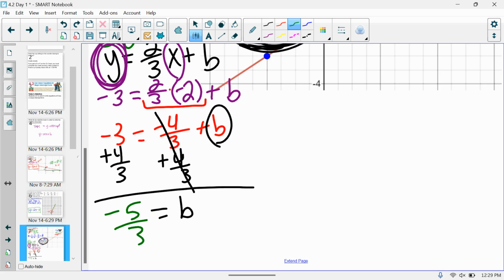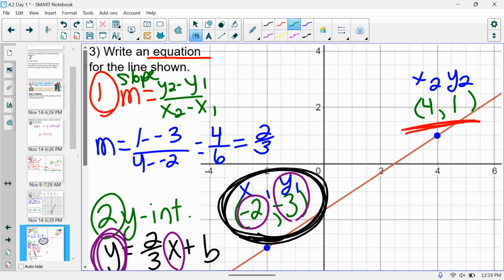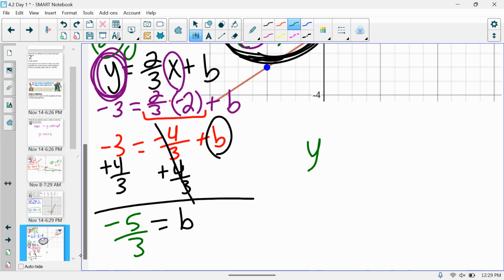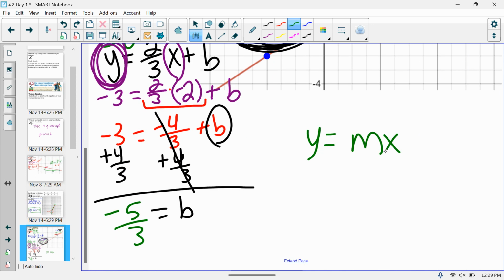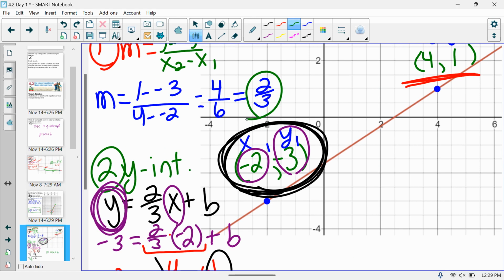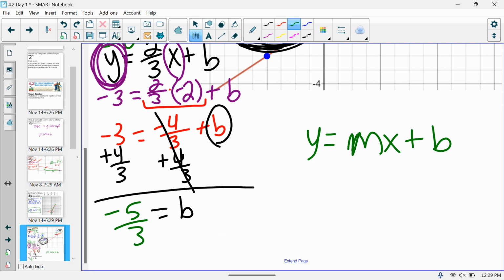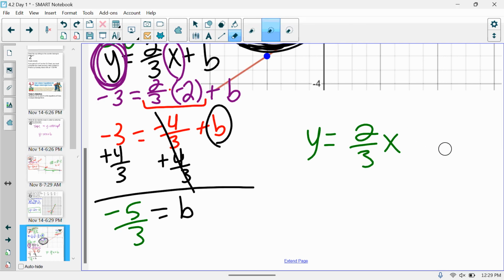Yes. Okay, so remember, that's not our answer. That's just the y-intercept. Remember, the question said write the equation for the line, but we're ready to do that now because earlier we found the slope was 2/3, right? So we know that goes where m is in our formula. But now we also know the y-intercept. So we can put -5/3 there.